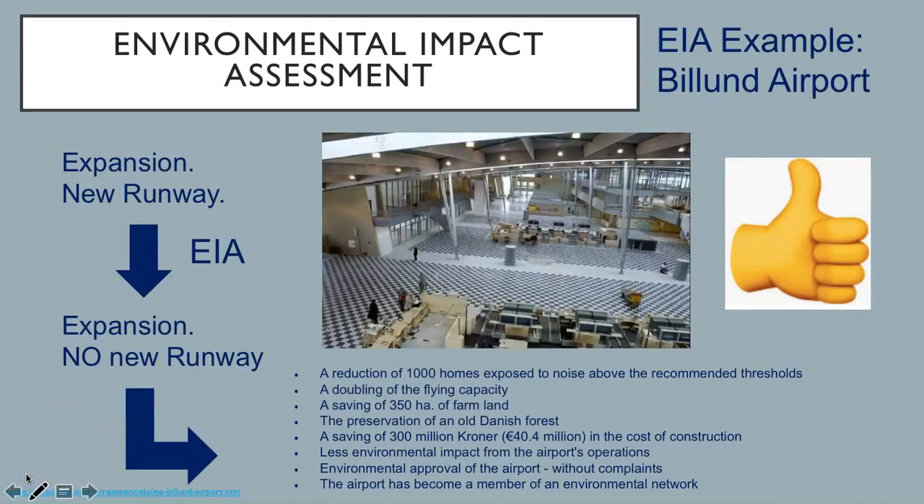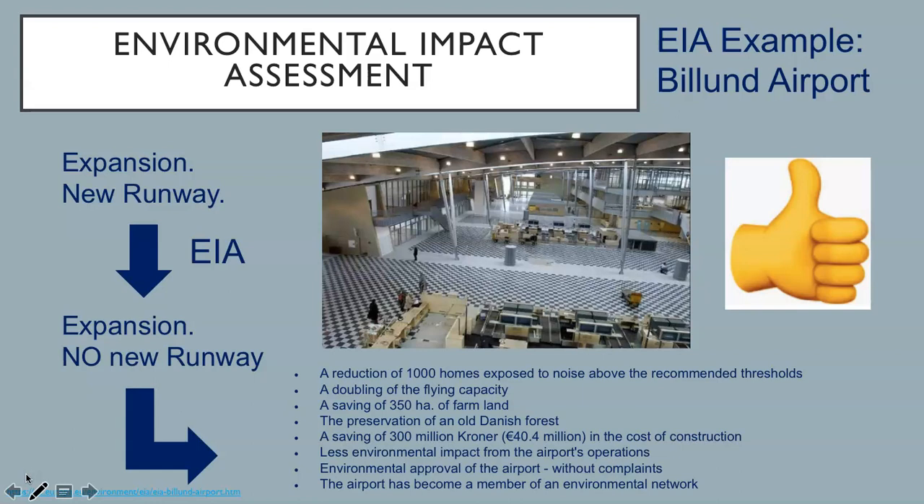Here is an example of the impact an EIA can have. The Billund Airport had more than 2 million passengers a year. More than 1,300 homes in Billund were exposed to noise levels above recommended thresholds. In order to reduce the number of homes exposed to noise, the airport proposed the construction of a new runway to the north of the existing runway, amongst other things.